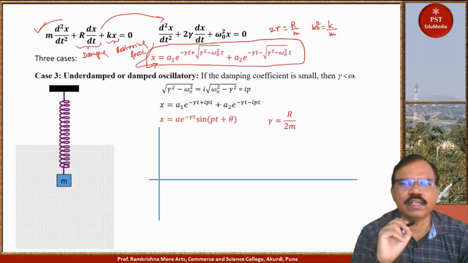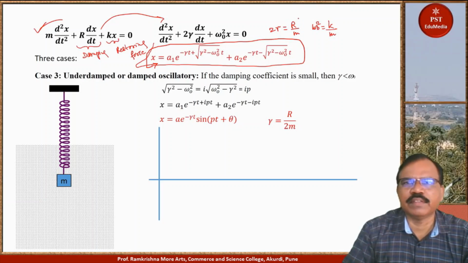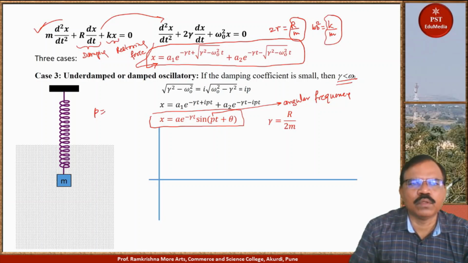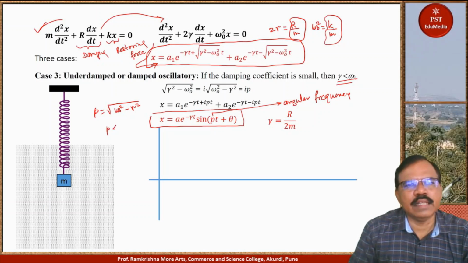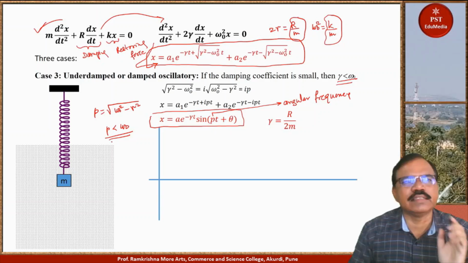And damping force less than restoring force, that is gamma is less than omega 0, because this gamma is measure of damping force. This is measure of restoring force. So when gamma is less than omega 0, we get solution like this. X is equal to A e raised to minus gamma t sine (pt plus theta). Here this P is angular frequency of damped oscillations. And P is equal to square root of omega 0 square minus gamma square. So here P is less than omega 0. So decrease in angular frequency and increase in period, that is characteristics of damped oscillations.